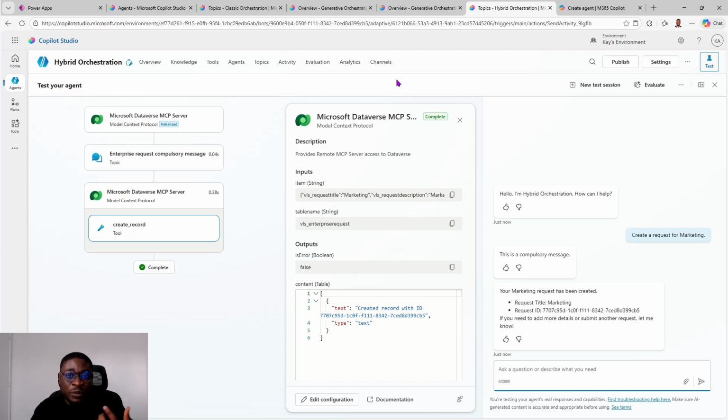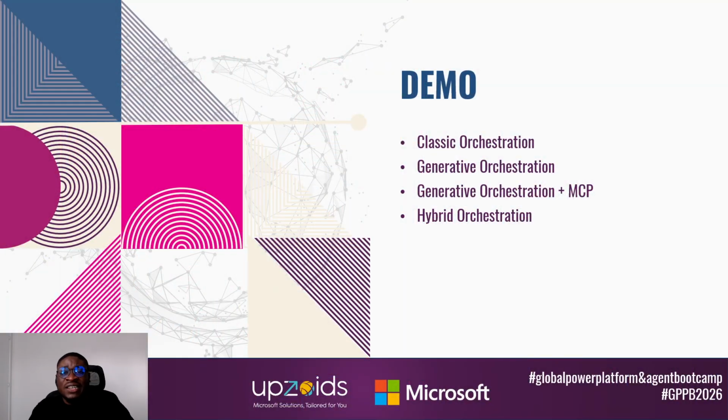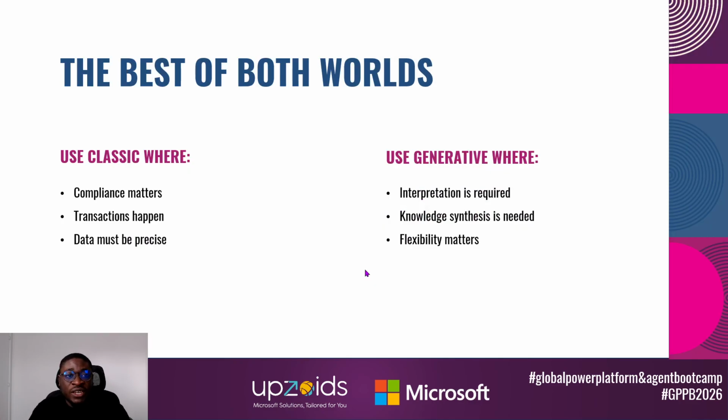Well, I guess because from the table we've not set those fields as required fields. But if we've set the other fields as required fields, it's actually going to prompt us and ask for that information before it goes ahead to create a request. So that's really the demo. I hope it's giving you more insight into the different orchestration methods and how you can actually use them.